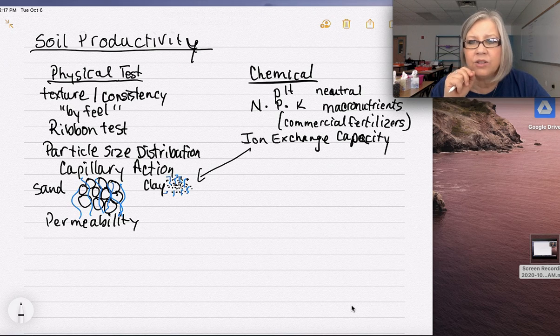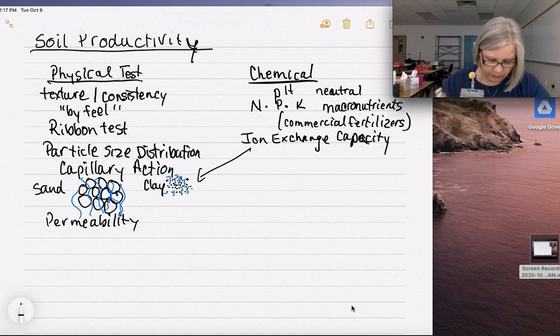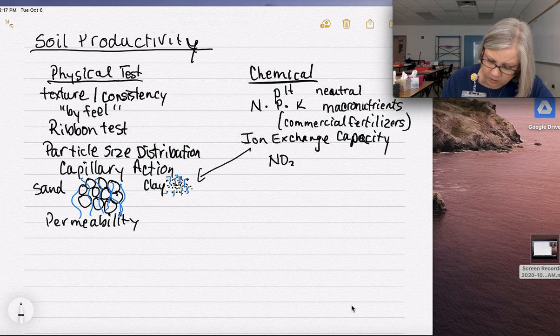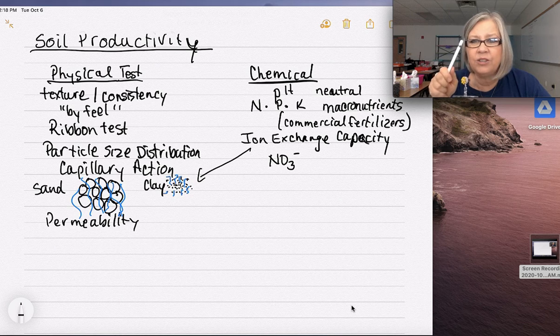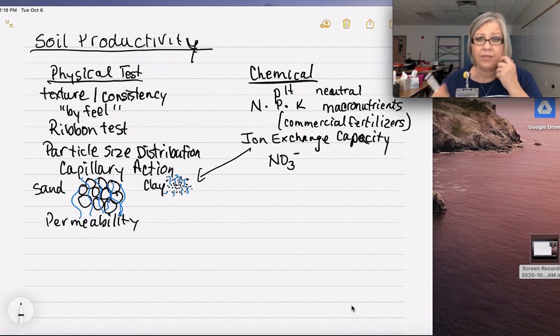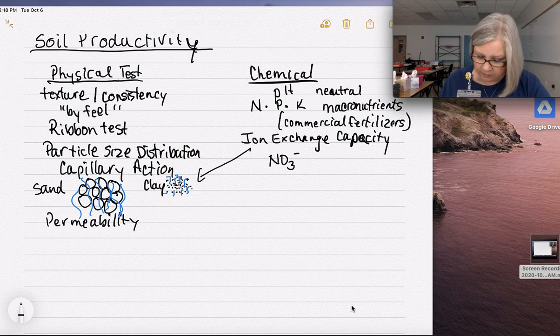So what ions are we looking for? There's some really important ones. The first one is nitrate, NO3 with a negative charge, and this one is big. If you remember from the nitrogen cycle, nitrogen can only be taken in by a plant when it's in its ionic form. And the reason is because of the cell membrane.